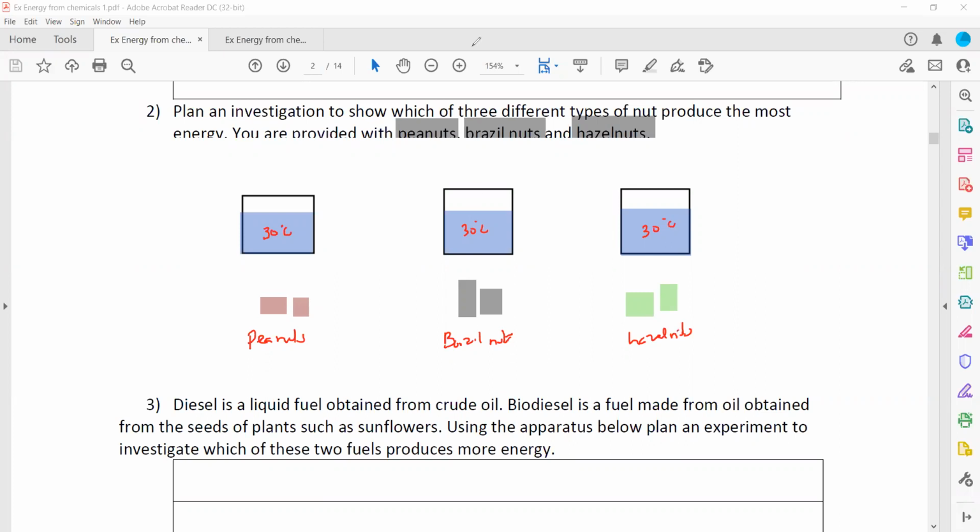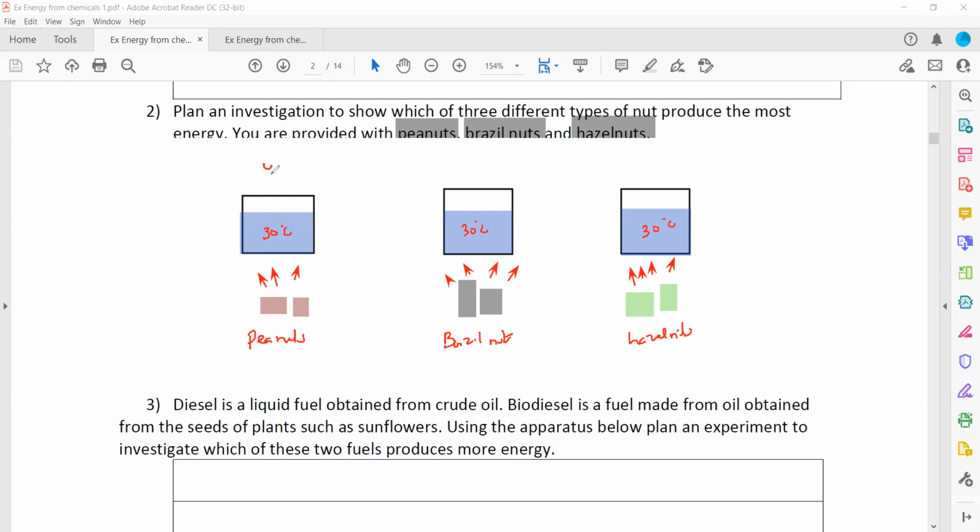Now we burn these nuts. When we burn the nuts, the combustion or burning is exothermic. So what will happen? They will produce heat energy, and that heat energy is absorbed by the water which is present in the beaker. After that, once the combustion is complete, once they burn completely, we'll measure the final temperature.